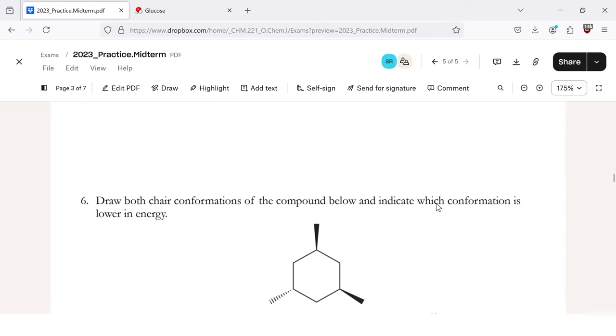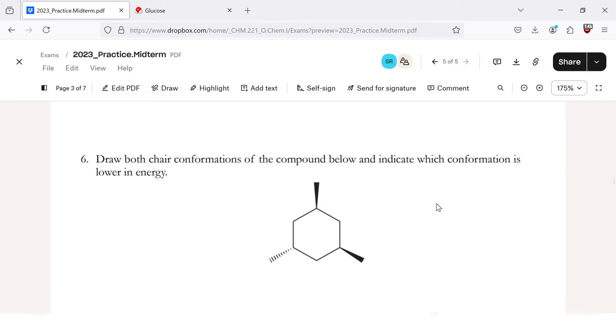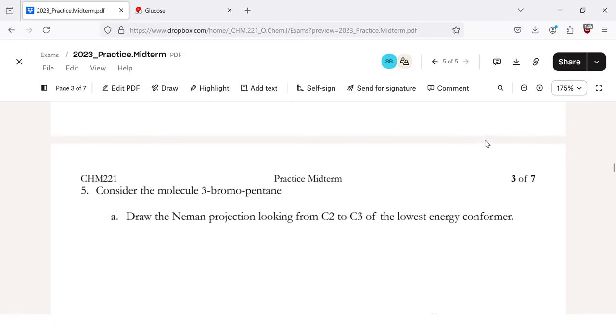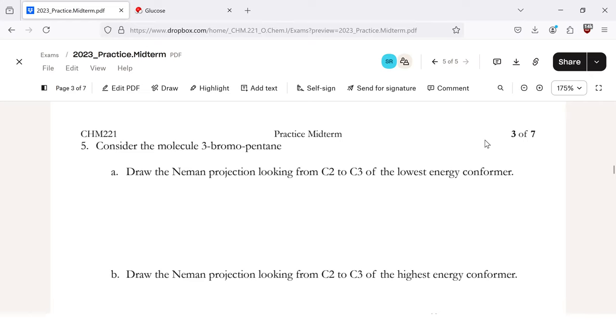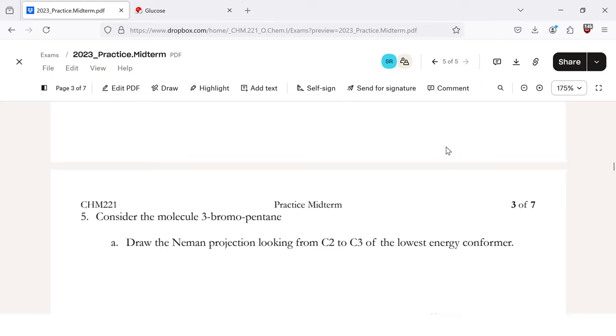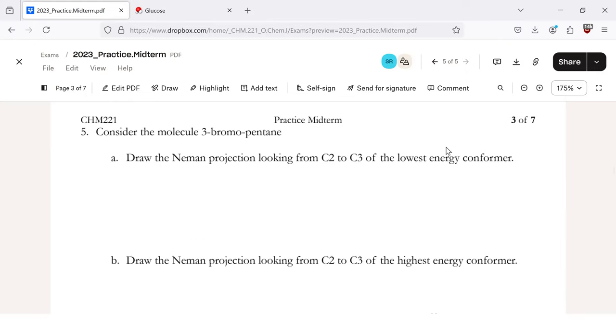For question six, the only thing that's going to be different is it's not going to be this exact compound. It might be tri-substituted, might be di-substituted, it might be cis, might be trans, but it's going to be a cyclohexane with some stuff on it. Draw me the most stable conformer. Seven or five is going to be a Newman projection. I'm just going to change what the molecule is, other than it might be C1 to C2 instead of C2 to C3, depending on what the molecule is. But there's going to be a Newman projection. That's one I think that everybody can get 10 out of 10 on. I think we're pretty good at it once you review.